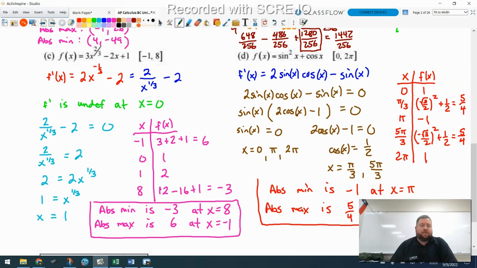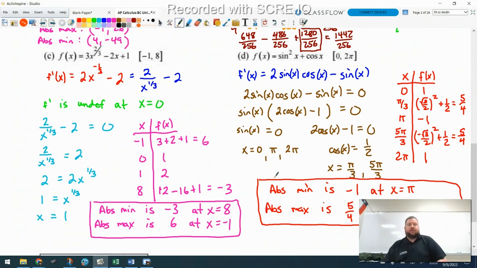So your absolute maximum or absolute minimum could occur at more than one location. That's definitely okay, and that happens all the time with trig functions because of how they work. They oscillate, and they're going to hit those same peaks and the same valleys over and over again. It just depends on what your interval has closed in for you.